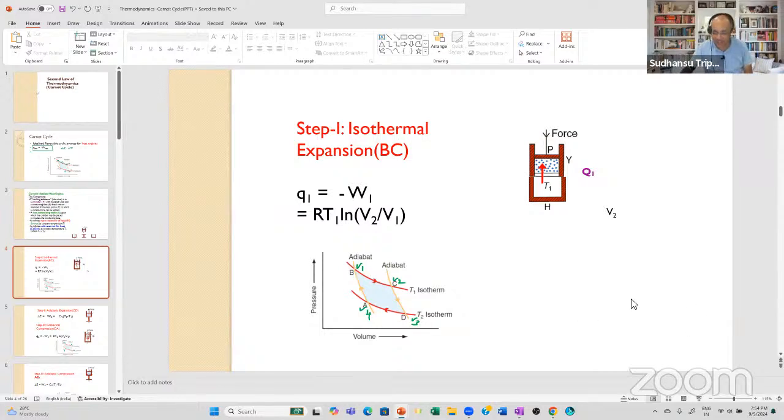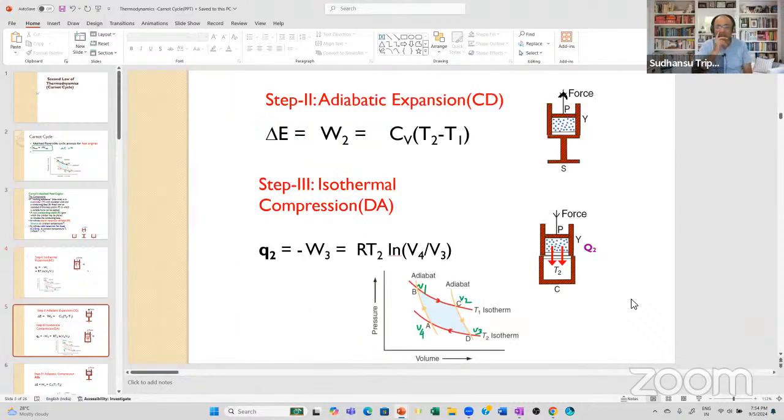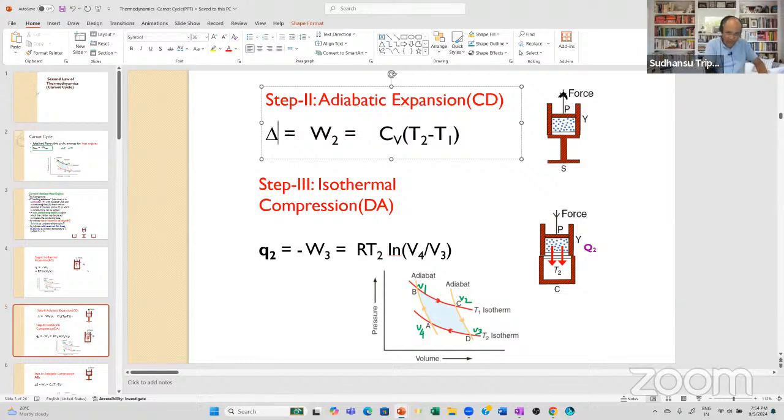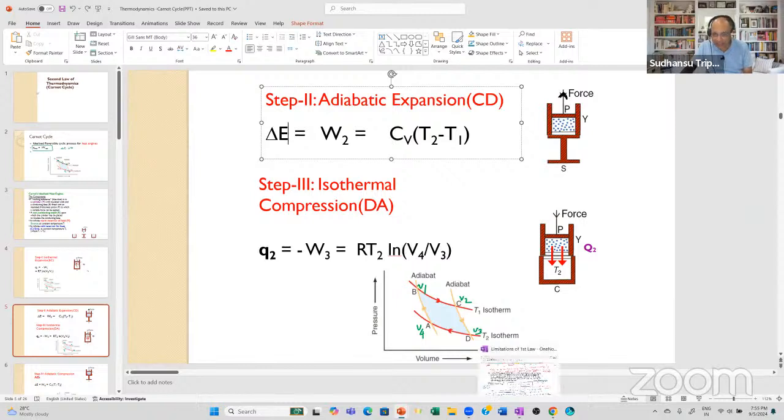Then let us go to the second step. Second step is adiabatic expansion, CD from V2 to V3. So here del U, let us write down U every time we are changing. Okay, del U is equal to W2, that is CV (T2 minus T1). Then let us go to step 3, DA, isothermal compression.